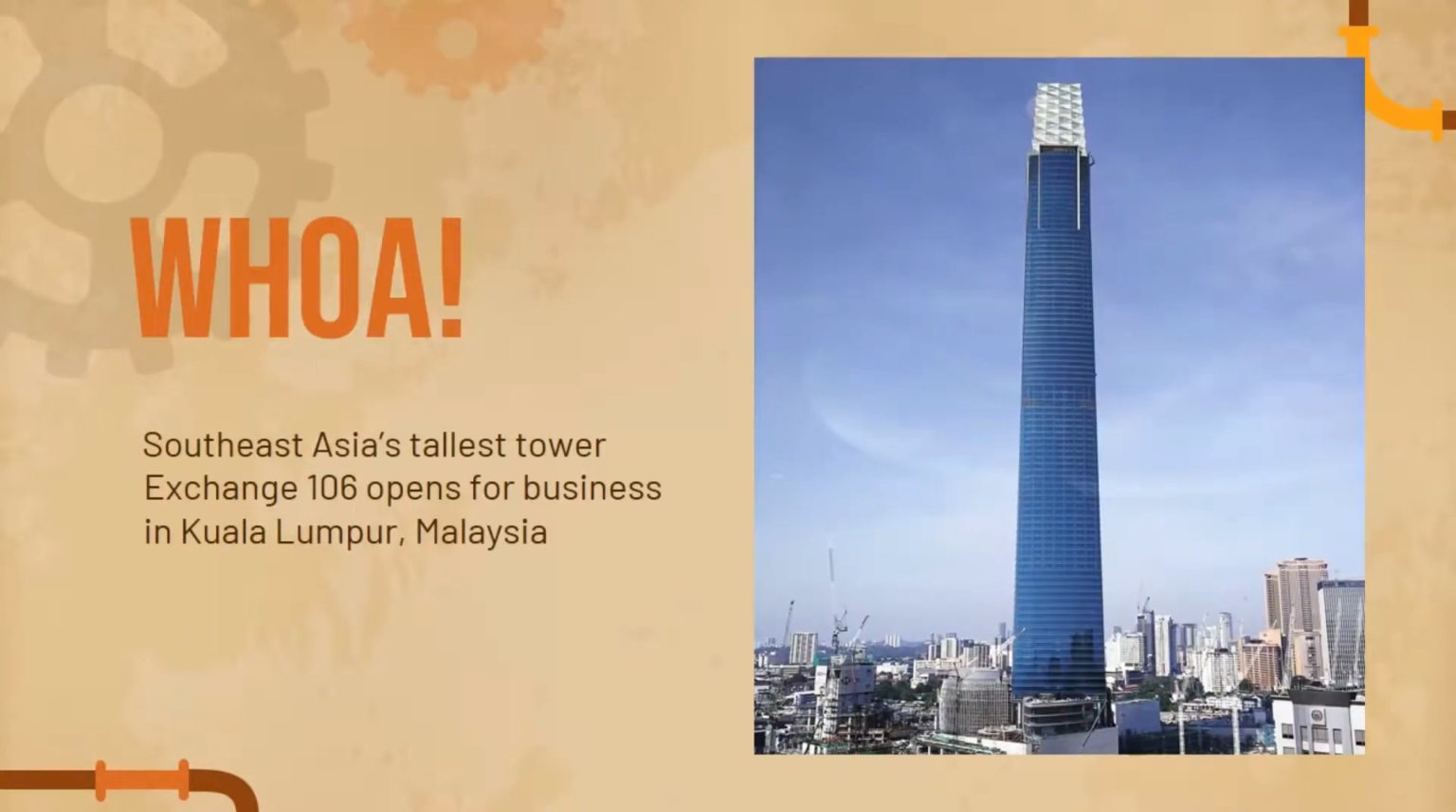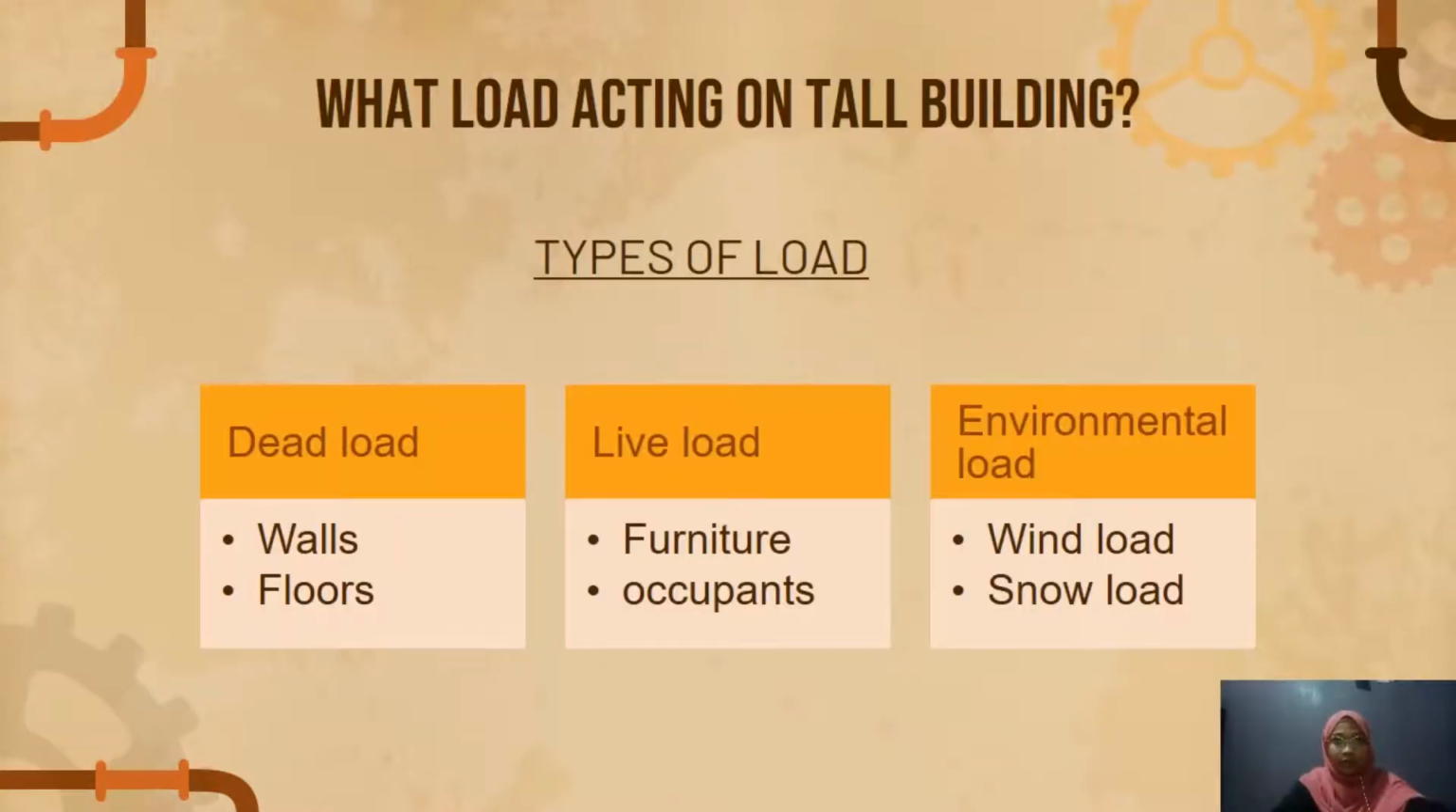Example of tall buildings in our country. Types of loads on tall buildings. First, dead load, which is the wall and floor. Second, live load, which is the furniture and equipment. And the last is environmental load, which is wind load and snow load.